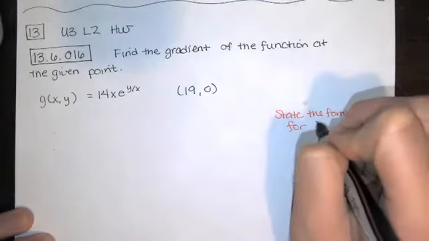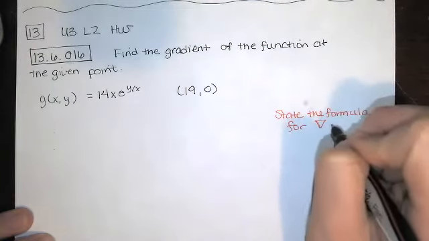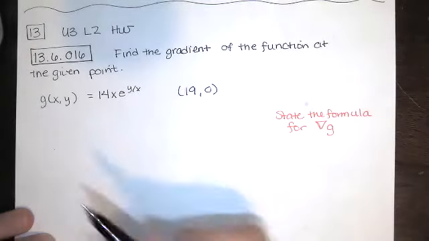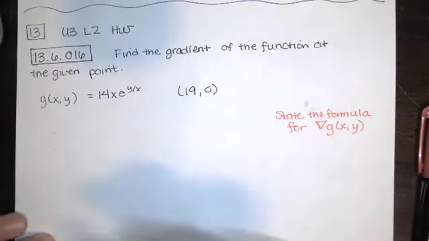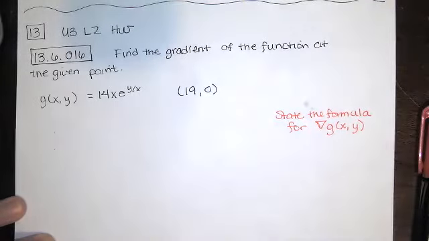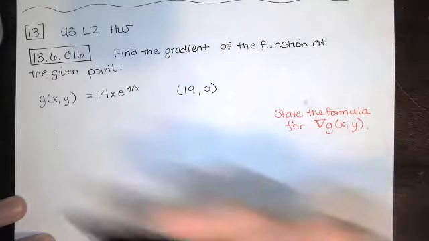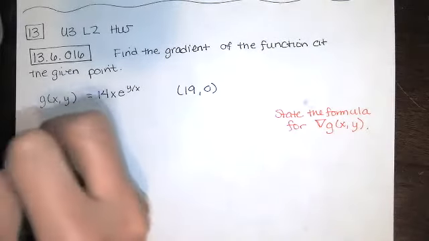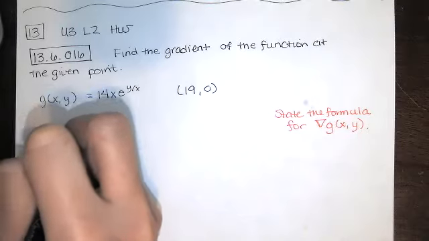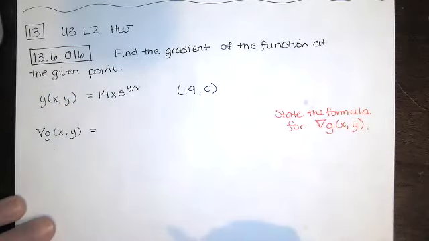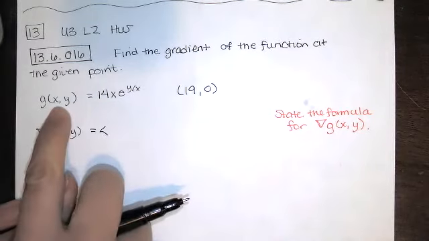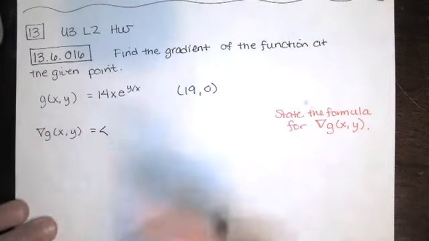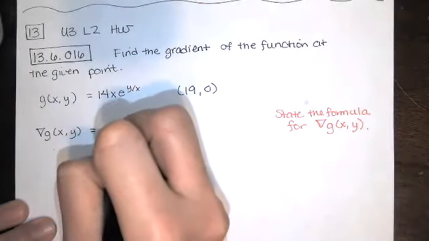Remember that that's represented by del G. Since G is a function of two variables, the gradient will be a function of two variables. So we're going to state that formula. Remember that the gradient is a vector with as many components as you have variables. So this is a vector with two components.